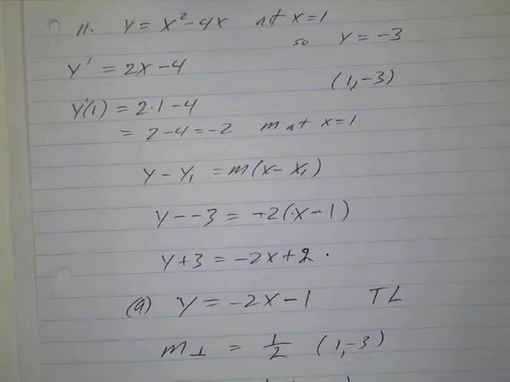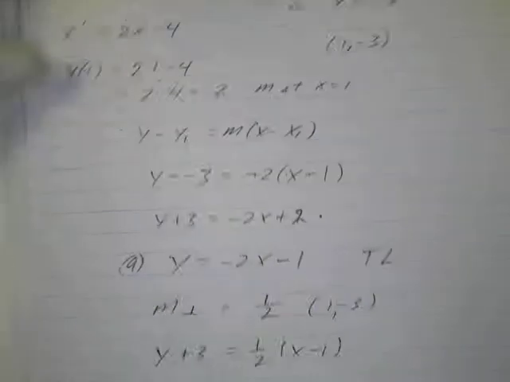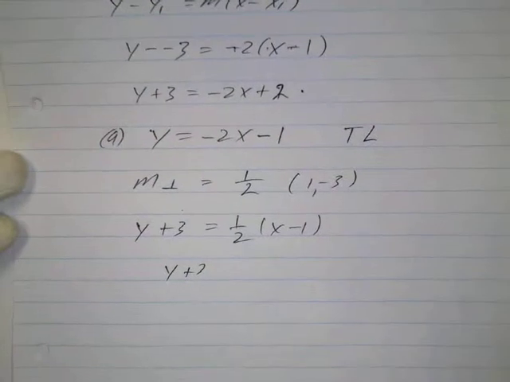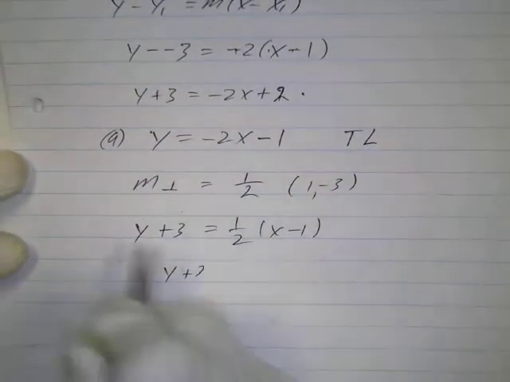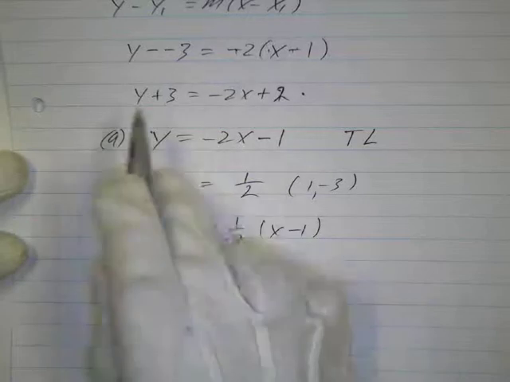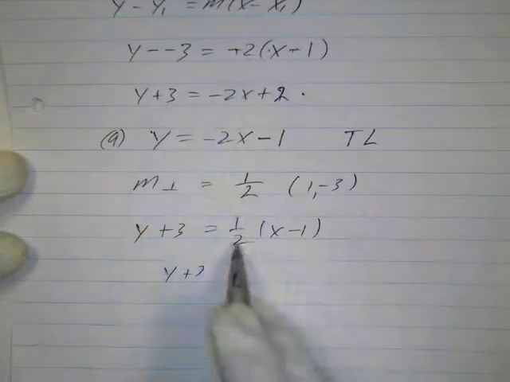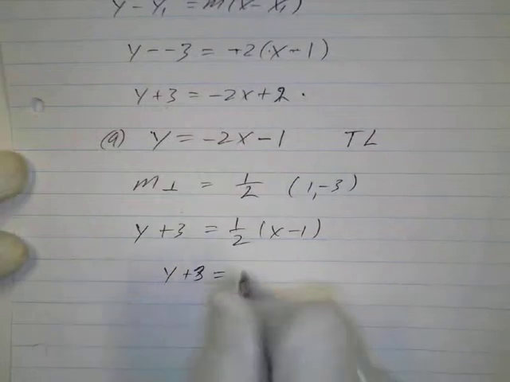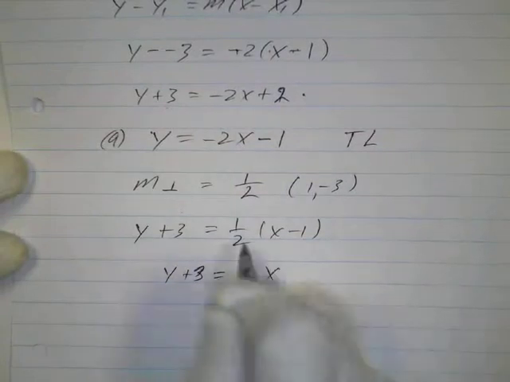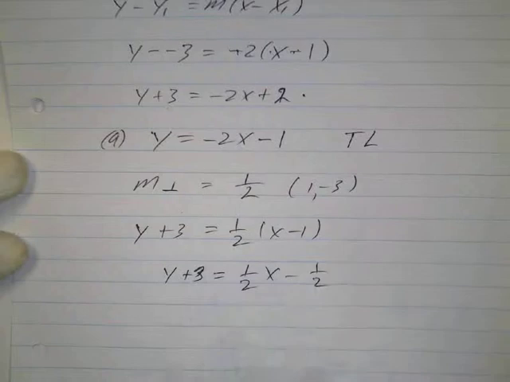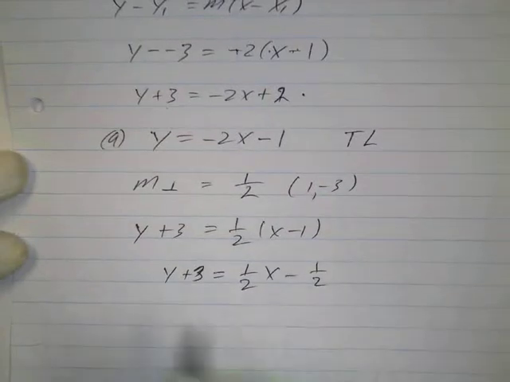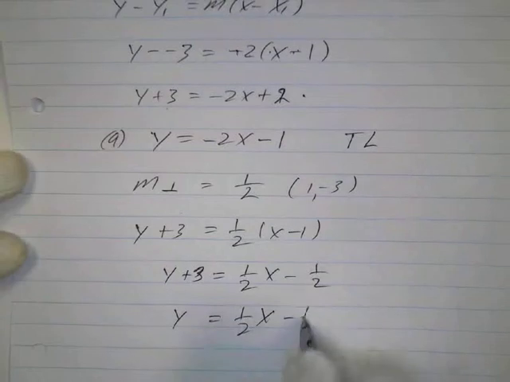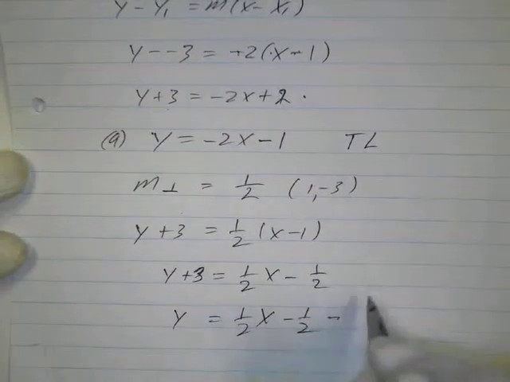And then that's going to be y plus 3. Sorry about that, I'm going to work down here a little bit. I'm sure you could kind of follow this. Okay, so this was the same thing, y plus 3, this is my new slope, x minus 1. So y plus 3 equals 1/2 x minus 1/2. And then if I subtract 3 from both sides, I get y equals 1/2 x minus 1/2 minus 3.